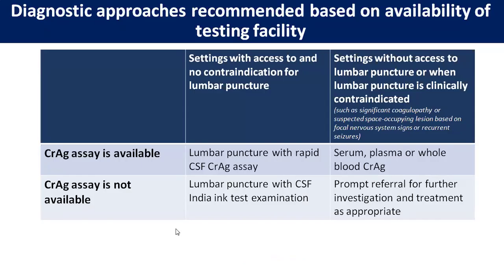Okay, settings with access to, and no contraindication for, lumbar puncture. So if CrAg assay is available, lumbar puncture with rapid CSF CrAg assay is done. If CrAg assay is not available, lumbar puncture with CSF India ink should be done. In settings without access to lumbar puncture, and when lumbar puncture is clinically contraindicated, then you can take serum CrAg, if the CrAg assay is available. If it is not available, prompt referral for further investigation and treatment in an appropriate center.